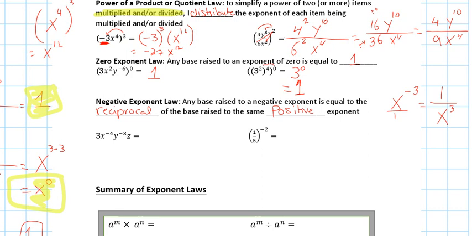What if you already have a fraction? So you have 1 over 5 to the power of negative 2. Flip to the power of 2. Okay? Flip the base, make your exponent positive.